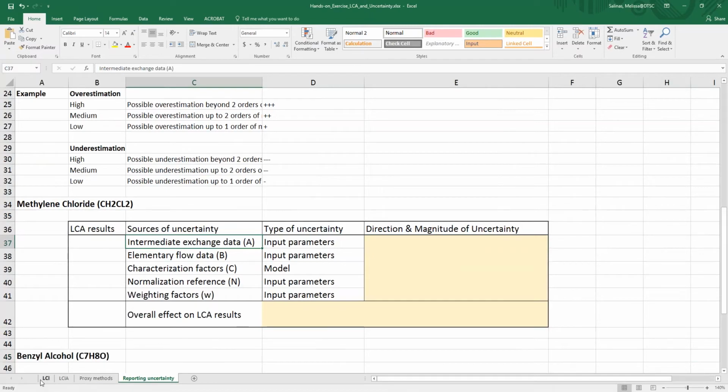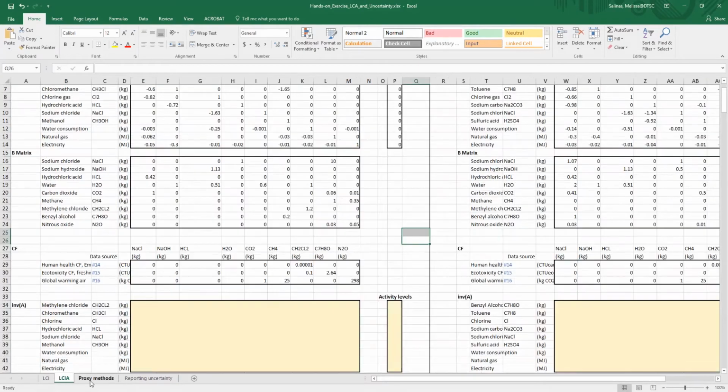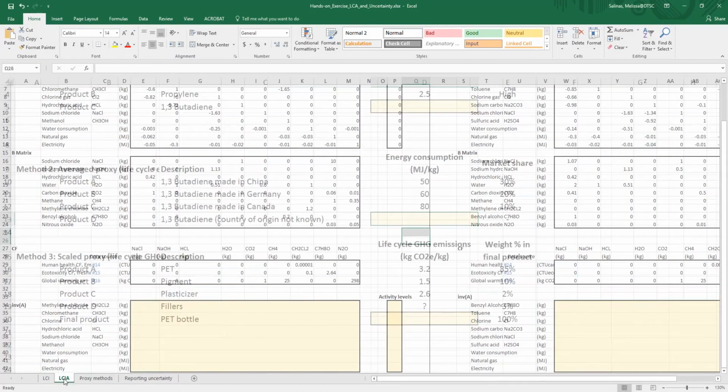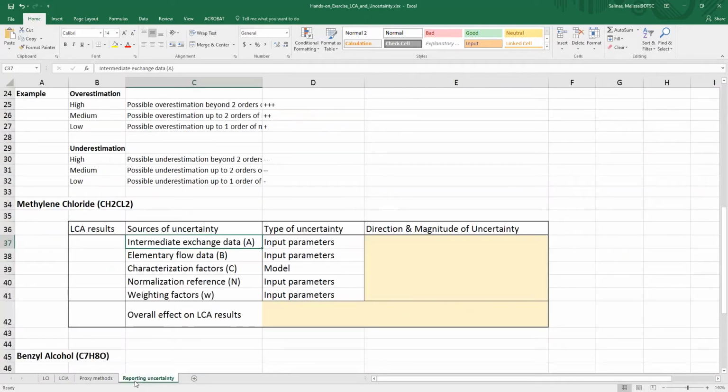So we have done life cycle inventory calculation and life cycle impact assessment calculation, and we want to analyze the uncertainty of our life cycle assessment result. So how do we want to do that? Because we didn't give you the variability or standard deviation or distribution of these numbers, right? So you don't have access to those numbers.